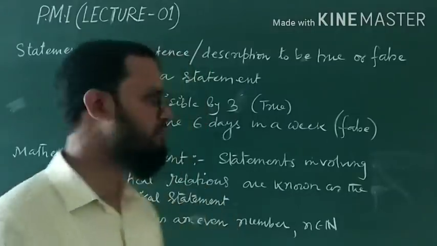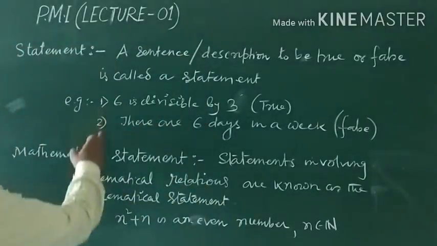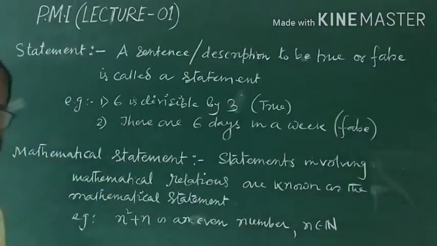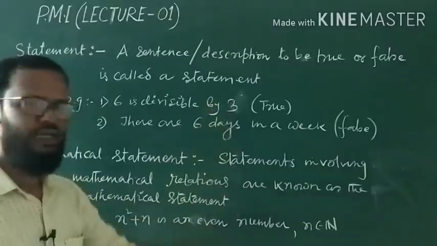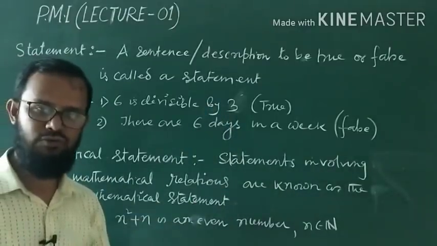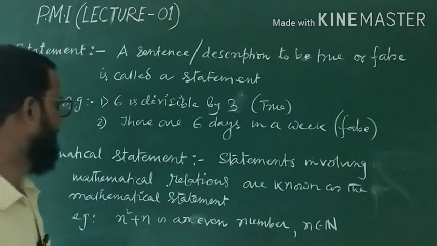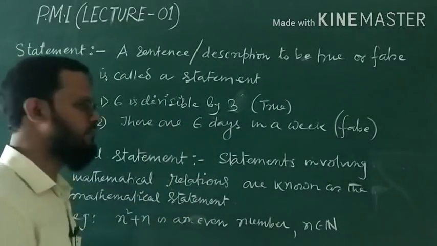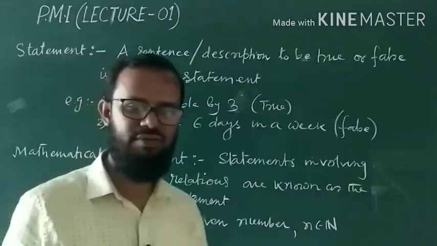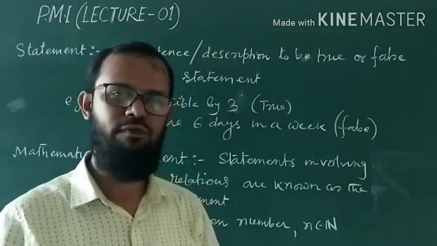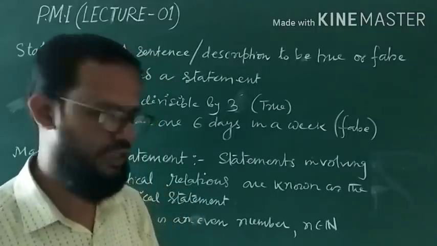This is a statement. For example, suppose I take two examples. The first example: 6 is divisible by 3. Definitely it is a true statement, because we know 6 is a number which is divisible by 3. The second: there are 6 days in a week. It is also a statement, but it is not correct. It is a wrong statement, so we can say it is a false one.